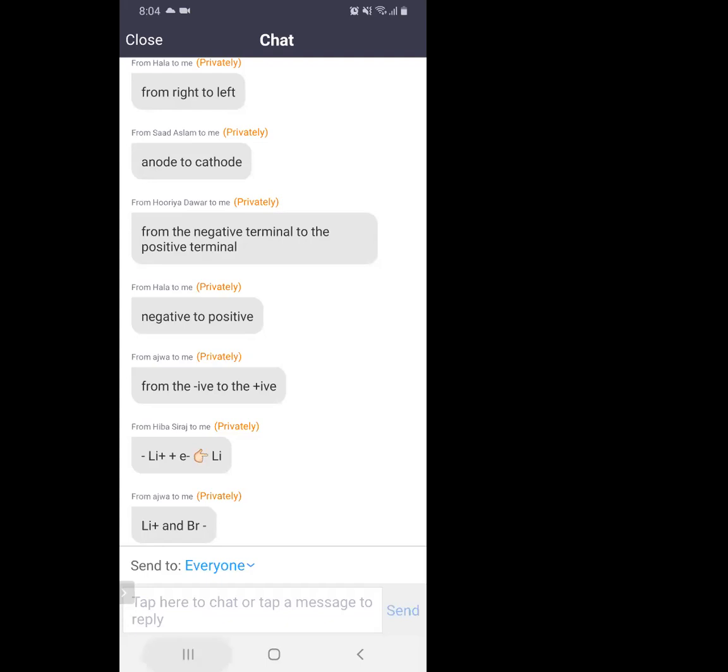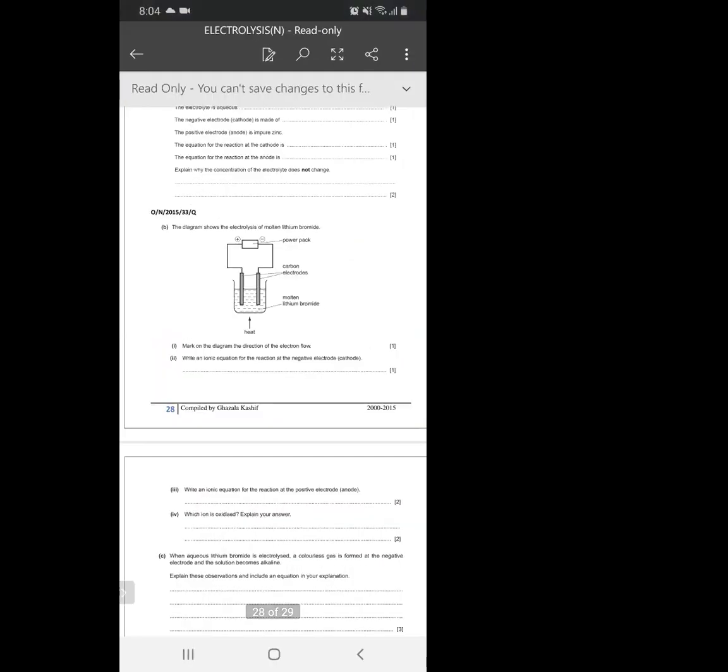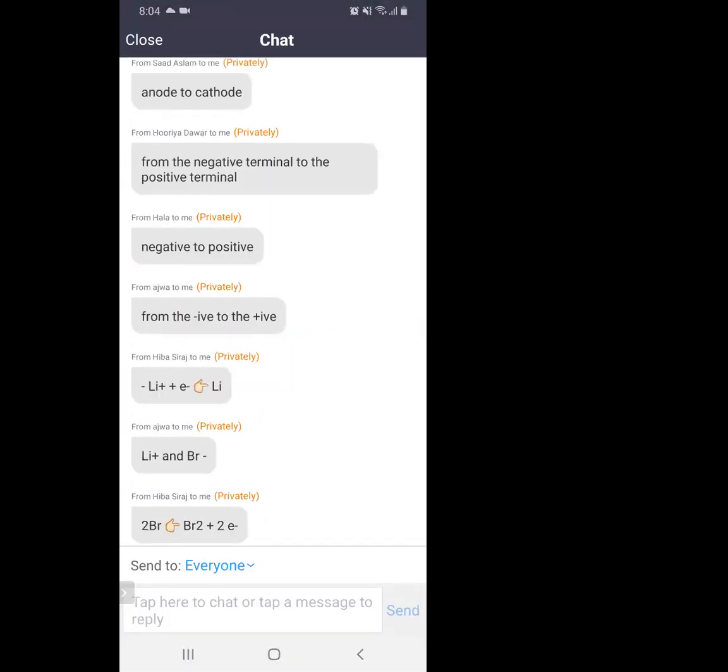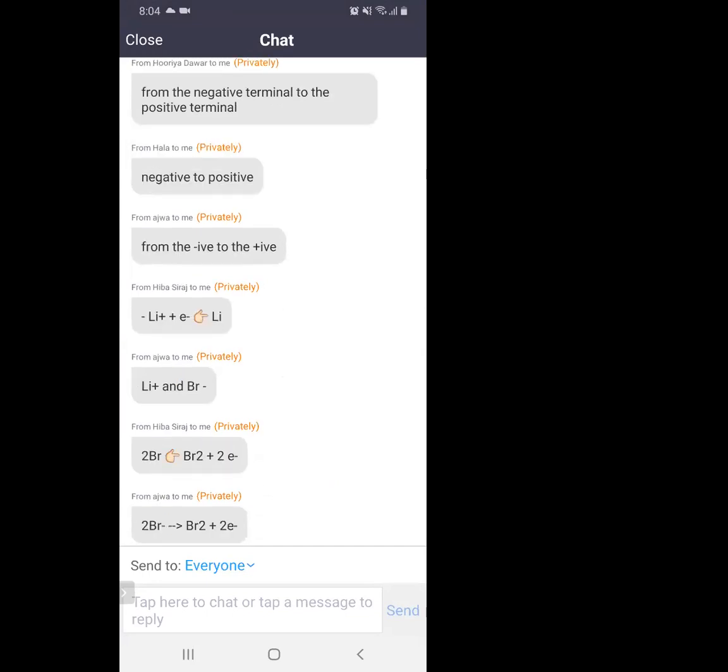So the ionic equation at the cathode would be this, what you just wrote, Hiba. Okay, that's the ionic equation. Now, write an ionic equation for the reaction at the positive electrode, anode. Good job. 2 bromide, but you forgot the negative charge. But yeah, I know you don't have that option maybe. So yeah, 2 bromide ions giving bromine and releasing 2 electrons.